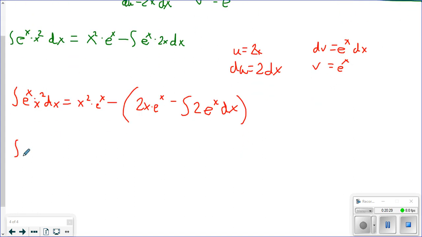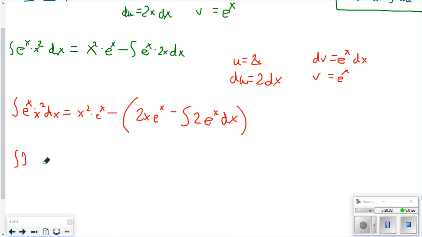That's just 2e to the x. So we have the integral of e to the x times x squared dx equals x squared times e to the x minus 2x e to the x, distributing that negative through, and then minus a negative, so plus the integral of this just happens to also be 2e to the x, plus c, right? Remember that plus c.